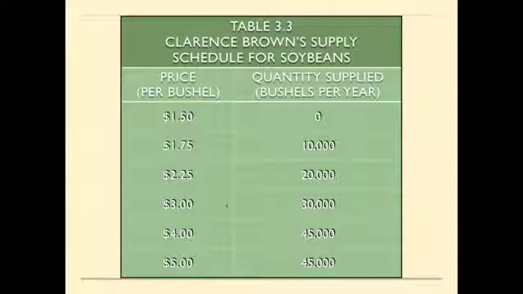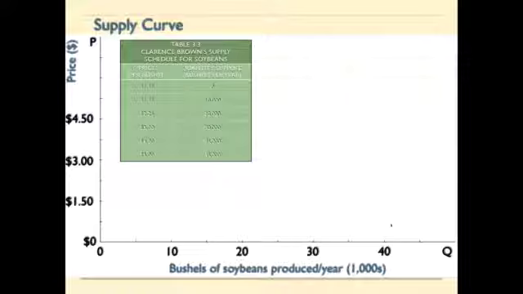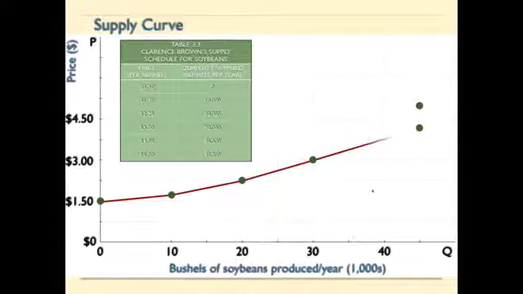So that's what the supply schedule is: it gives the different prices that Clarence could receive for his soybeans, and it associates the quantity supplied in a given year for those different prices. If we take that information and physically graph it out, this will give us a supply curve. All of these data points are directly from the supply schedule. So if we graph out that information, that gives us our supply curve.